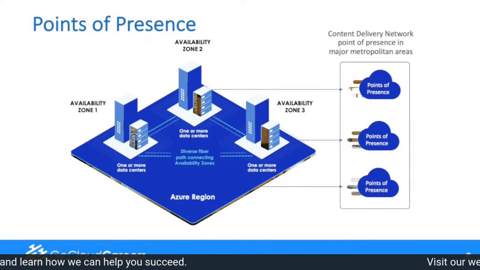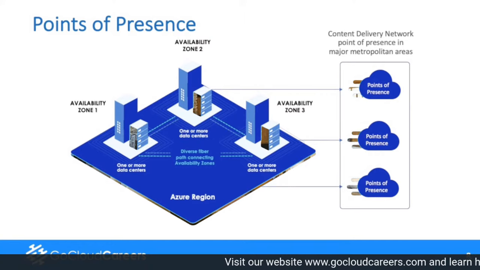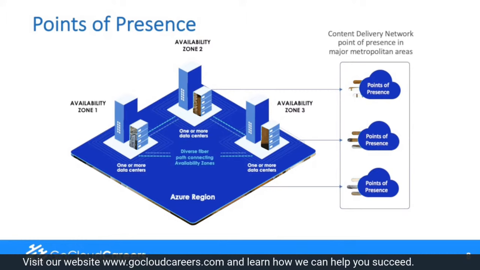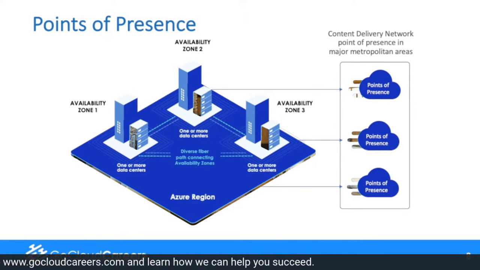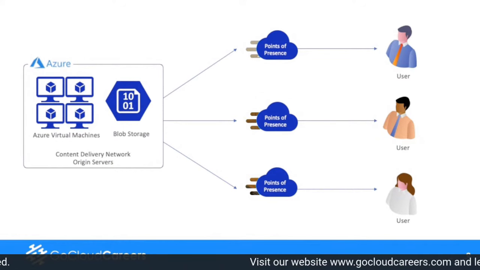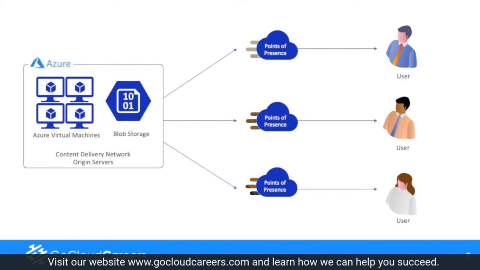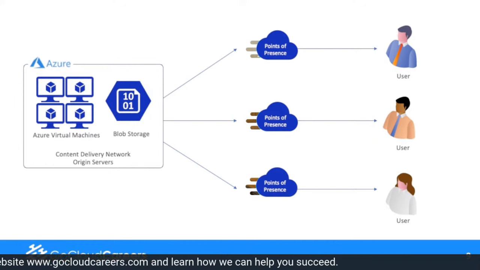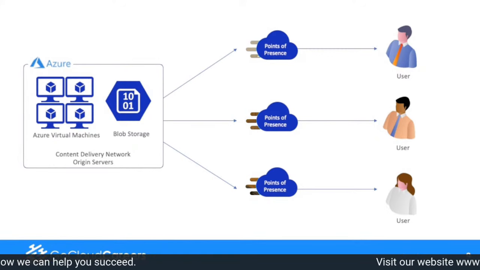So now let's talk about how content delivery networks actually work and how they help the customer. Again, this is just a brief overview. We will get to this in depth, but not right now. Let's say I have a user. The user is wearing a blue shirt and an orange tie. That user wants to go to this really cool website called www.gocloudcareers.com. The user wants to become a cloud architect, so he goes to this website.